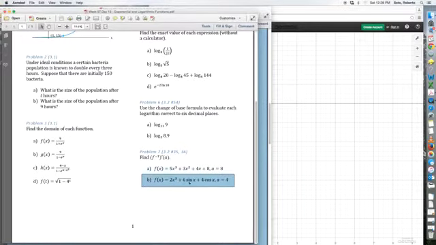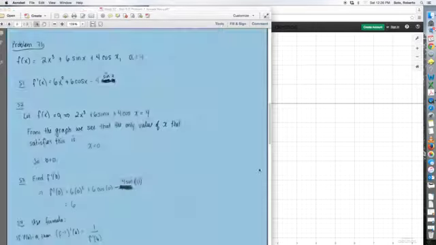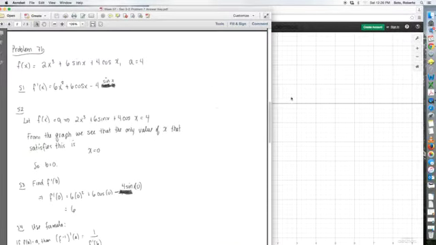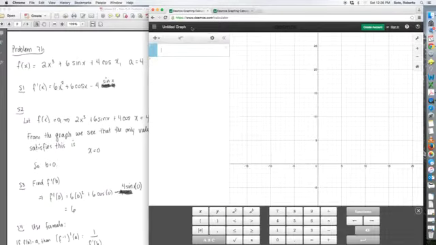So here's problem letter B. We have 2x cubed plus 6 sine x plus 4 cosine x, and we want to find the derivative of the inverse of this function at a equals 4. So this time I'm going to go ahead and graph this function, 2x cubed plus 6 sine x, so you can kind of see what it looks like.